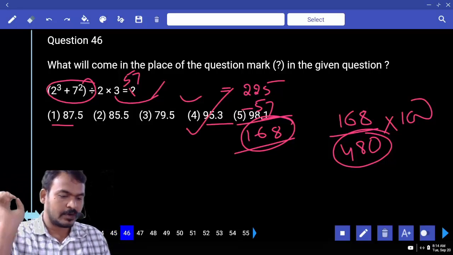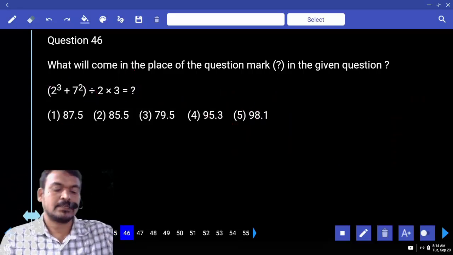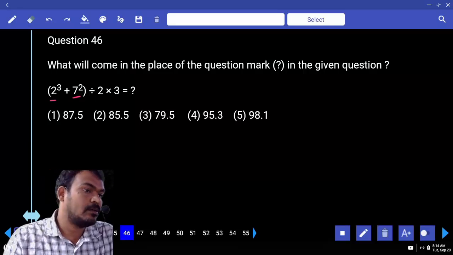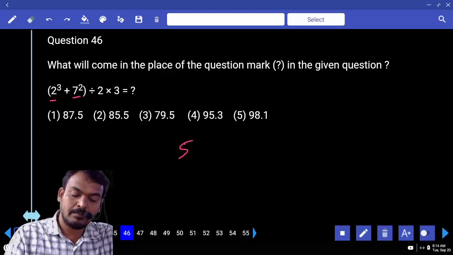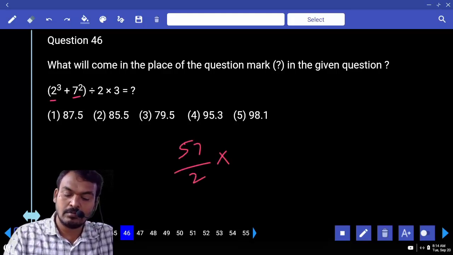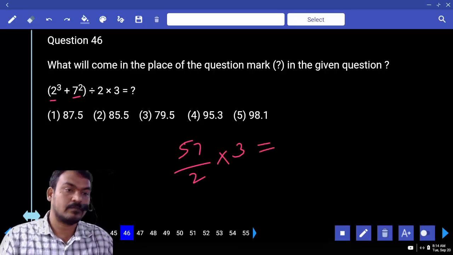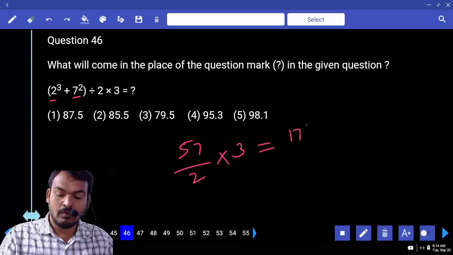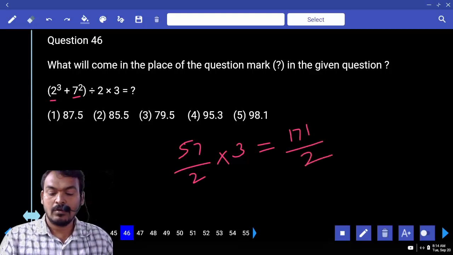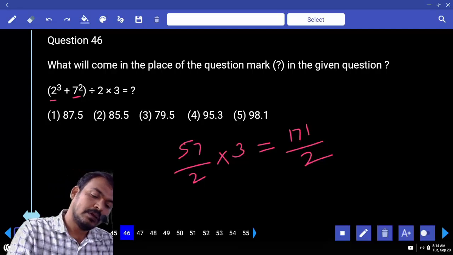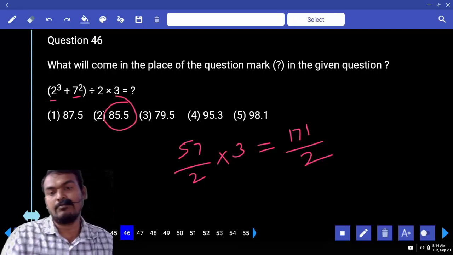Next question number 46. First priority bracket value or not? What is the 2 cube? 8. 7 square? Total 57. Divide by 2 into 3 or not? Okay. 3 into 57, 171 by 2 or not? Means it is half of the 171 or not? How much? 85.5.